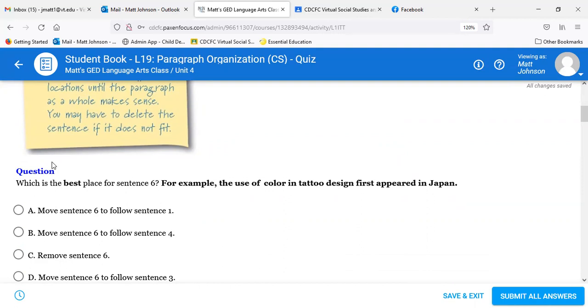Which is the best place for sentence 6? For example, the use of color in tattoo design first appeared in Japan. A, move sentence 6 to follow sentence 1. B, move sentence 6 to follow sentence 4. C, remove sentence 6. And D, move sentence 6 to follow sentence 3.